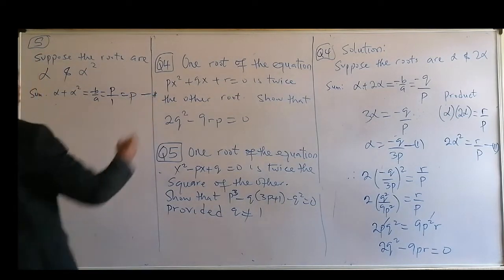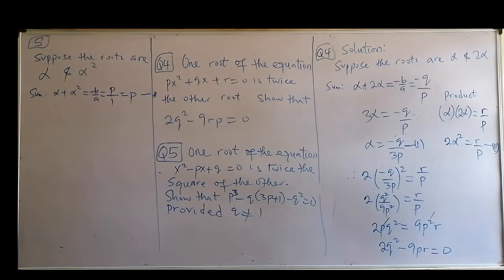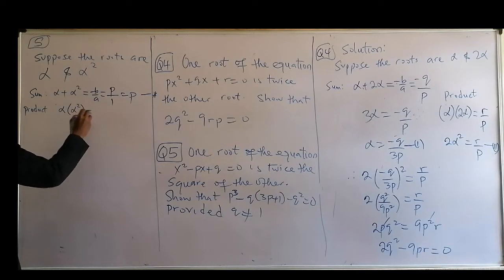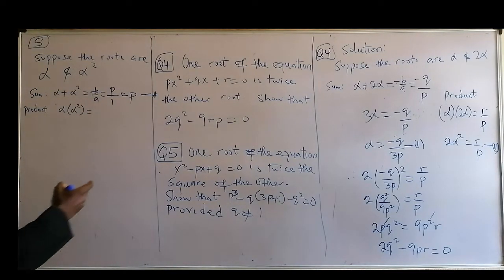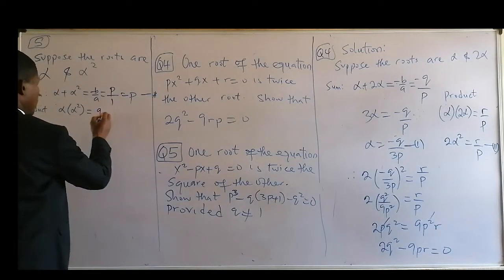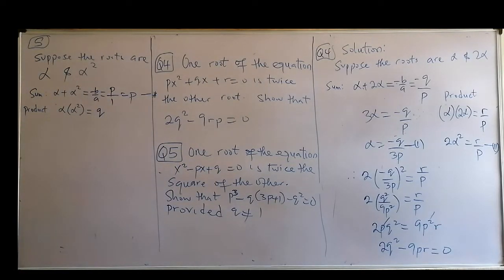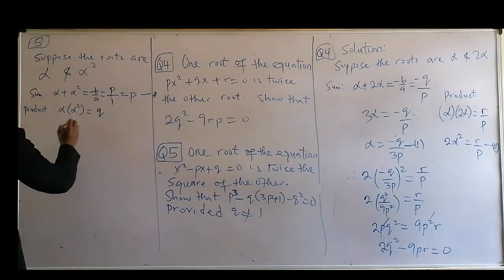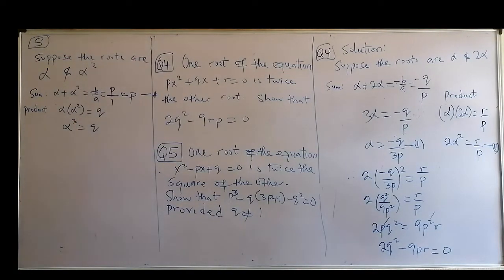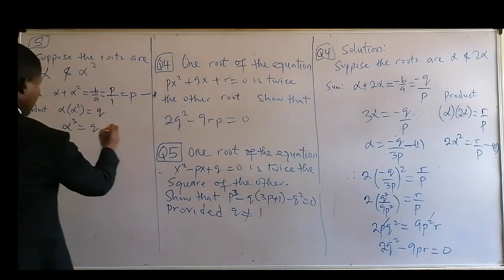Just note it. Then the other one, the product. We have alpha times alpha square equal to, for the product, c over a. Now that will be q. That will be q over 1. So that's q. And this will now become alpha cube equal to q. Okay. So what we now do, it will be more convenient.